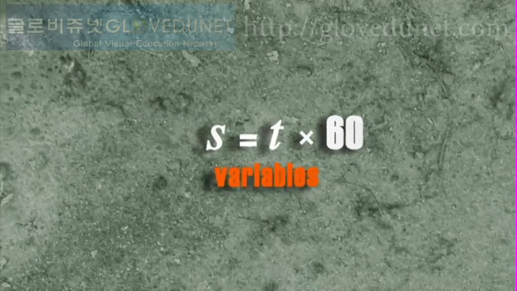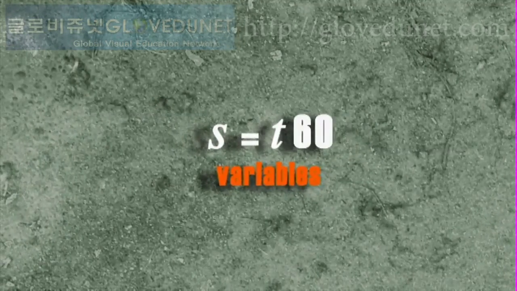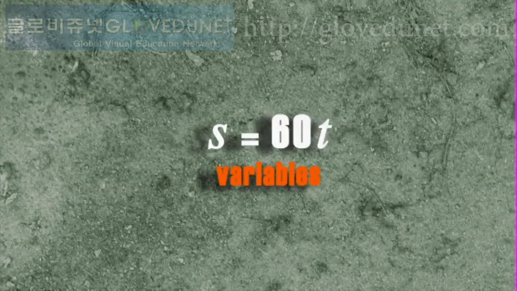In algebra, we don't use the multiplication sign. It looks too much like the letter X. And we put the number in front of the pronumeral.